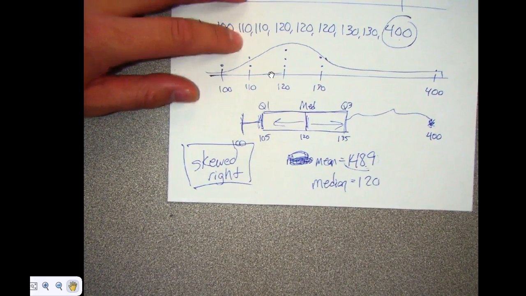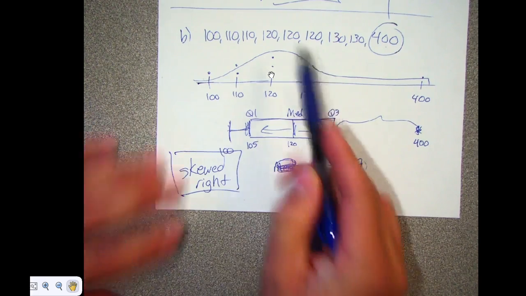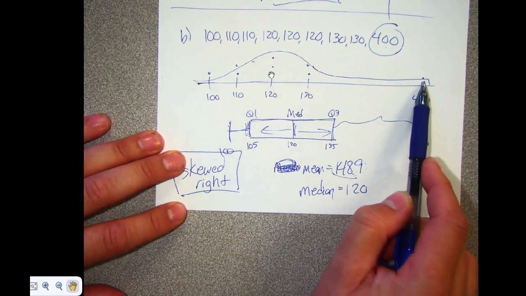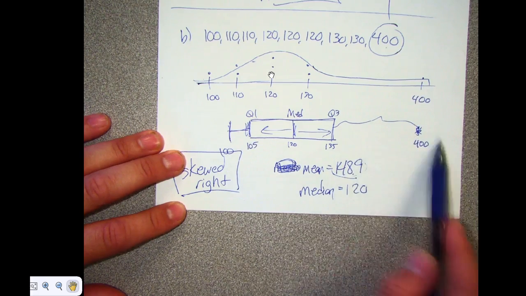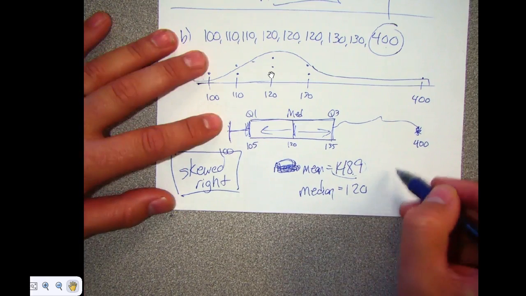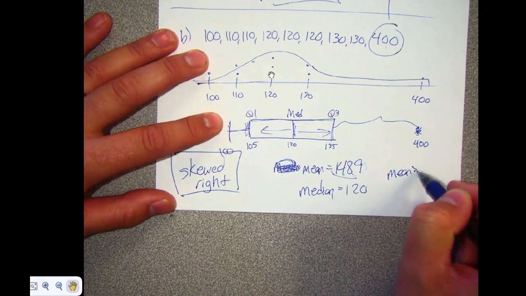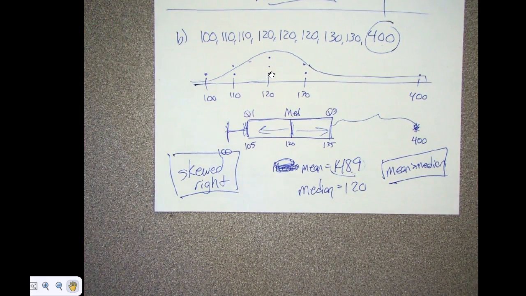or skewed right data, and you should be able to identify it in all of those ways. So if I give you this graph with this giant tail on the right, you should be able to tell me that's skewed to the right. If I give you a box plot with this giant gap on the right, you should be able to tell me that's skewed to the right. If I show you that the mean is bigger than the median, you should be able to tell me that that's skewed to the right.